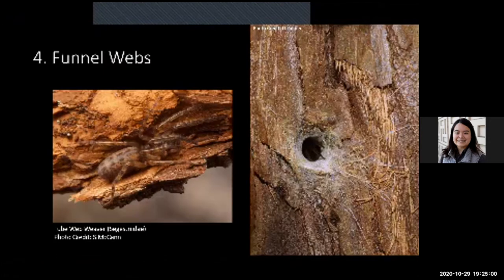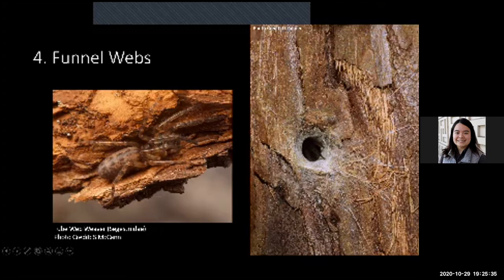Our fourth type of web is the funnel web. Funnel webs are made by a few different families of spiders, but the most common ones are the tube web weavers. You'll probably find these are very common. They are found in holes in trees, or if you have a brick wall in your house and there's a little crack, you'll probably see these webs being made in your brick wall outside.